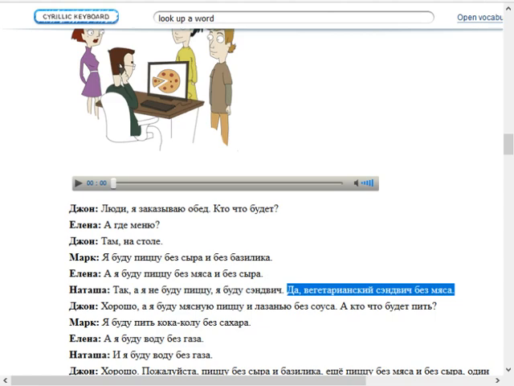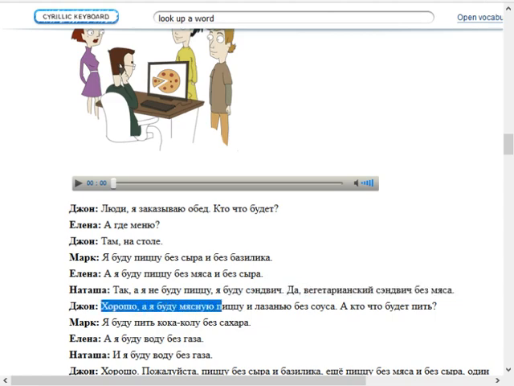Vegetarian sandwich without meat. Хорошо, я буду мясную пиццу. And I want a... The construction seems a little bit funny if you're not used to it. Я буду basically means I will be. So he will be a pizza. But yeah, я буду мясная пицца и лазанью без соуса. Lasagna without sauce. А кто что будет пить?